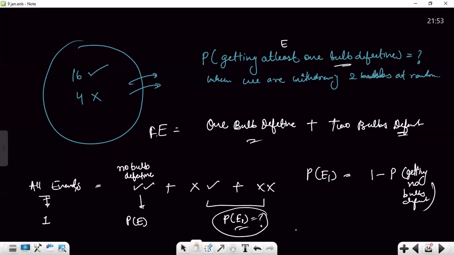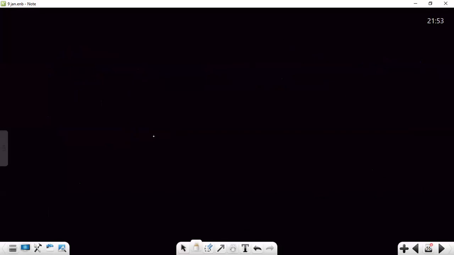There are a total of 20 bulbs. 16 are correct, working bulbs that tested okay, and 4 are defective. We have to withdraw 2 bulbs. So how many cases are there? There are 2 cases in an event.